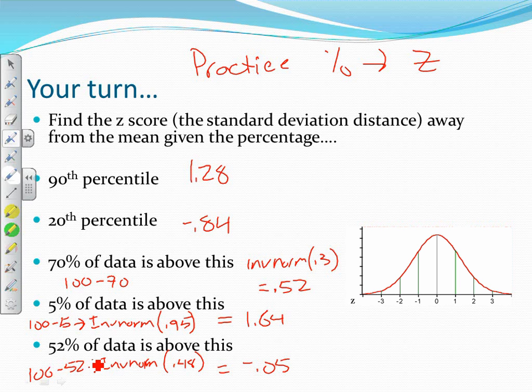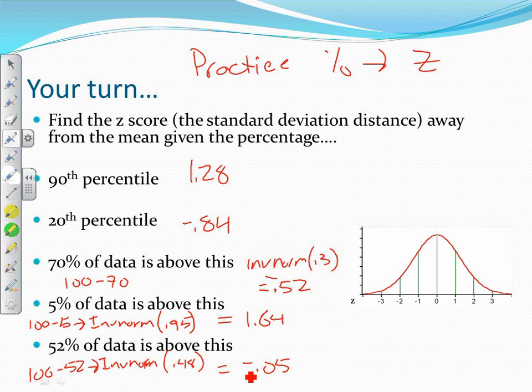You got negative 0.52? Oh, I just didn't type in a negative. That's not right. Okay, good. Sorry. 95. Change that into a percent, 0.95. Boom. Inverse norm, 0.95.